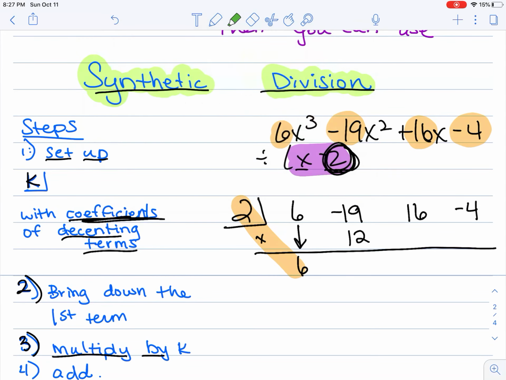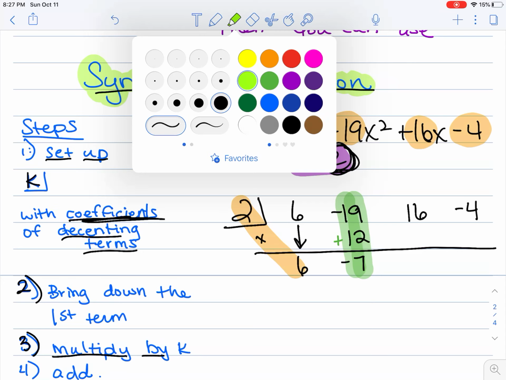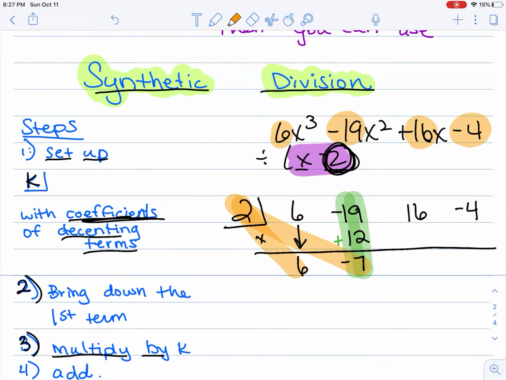Now we add down. So we've got negative 19 plus 12 is negative 7, and now we do this again. We multiply here to here, and put it in this spot. So we go 2 times negative 7 is negative 14, and then we add down. Adding down 16 plus negative 14 is positive 2. And then again, we multiply 2 times 2 and put it right here, which is 4.